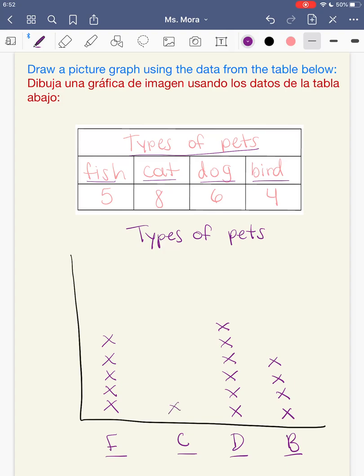So, lo correcto sería 1, 2, 3, 4, 5, 6, 7, 8. Y así ya parece que hay más gatos que pescados. Okay?